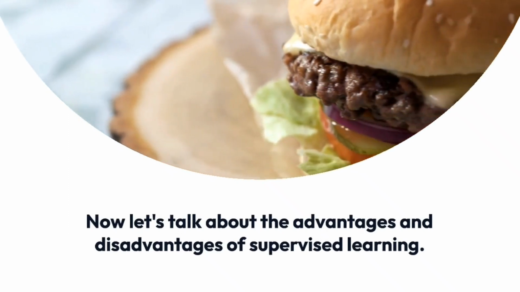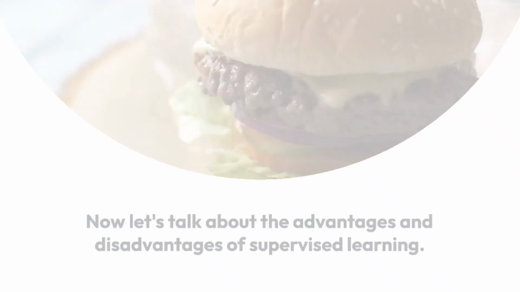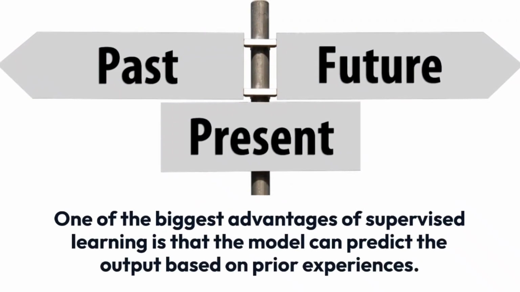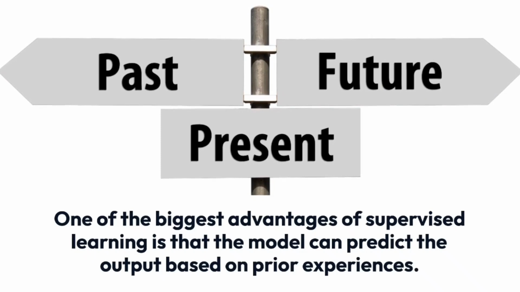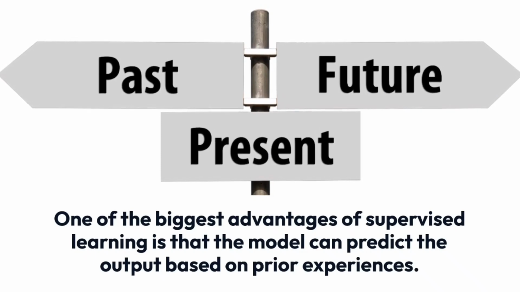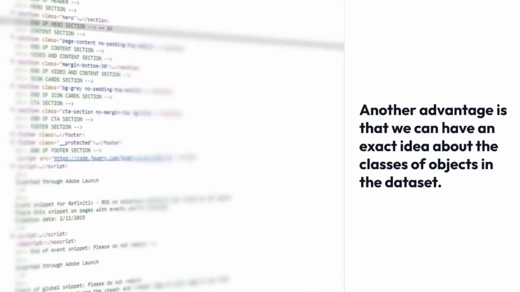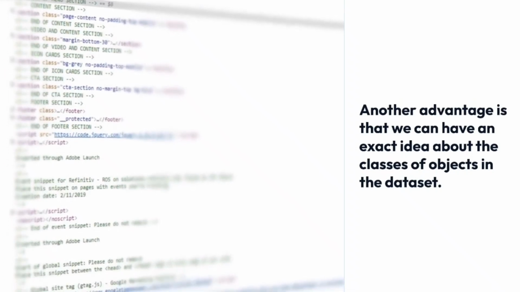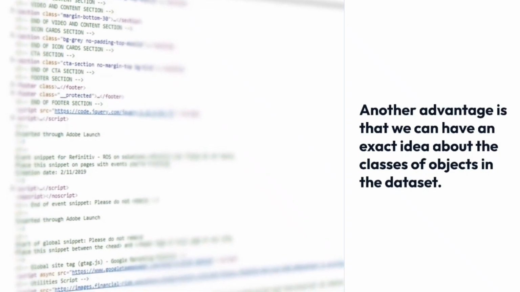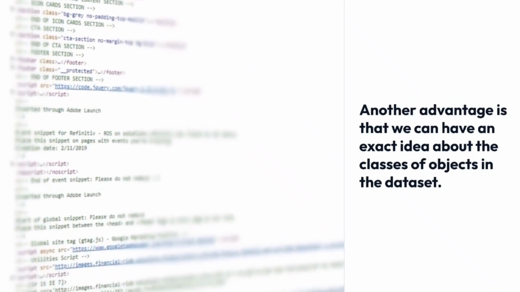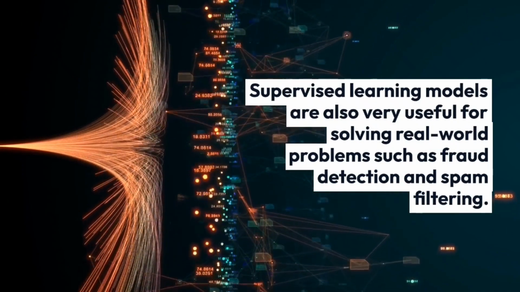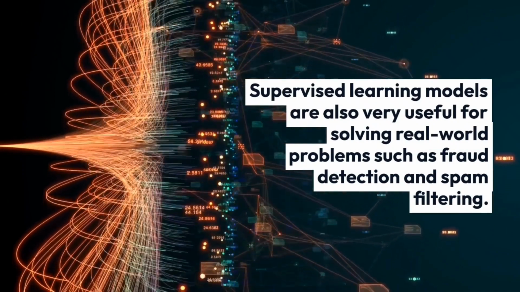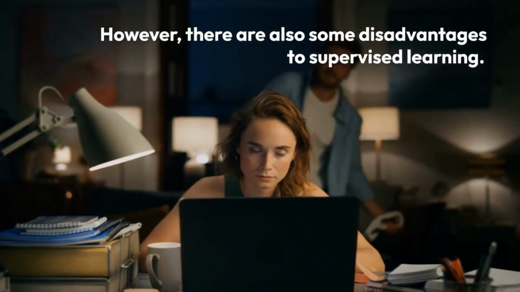Now let's talk about the advantages and disadvantages of supervised learning. One of the biggest advantages of supervised learning is that the model can predict the output based on prior experiences. This means that it can learn from past data and apply that knowledge to new situations. Another advantage is that we can have an exact idea about the classes of objects in the dataset. This makes it easier to train the model and achieve accurate results. Supervised learning models are also very useful for solving real-world problems such as fraud detection and spam filtering.